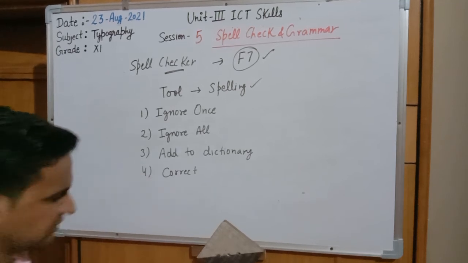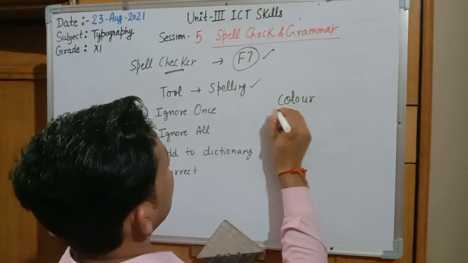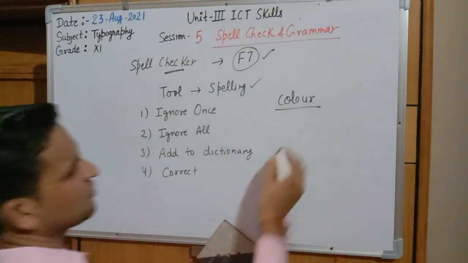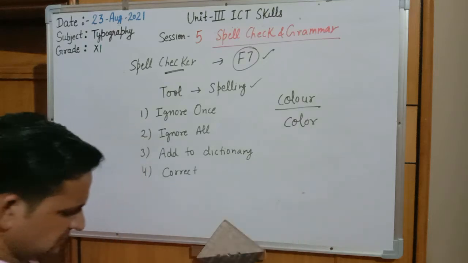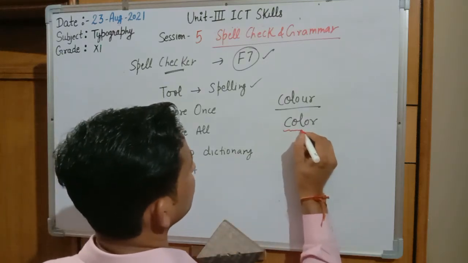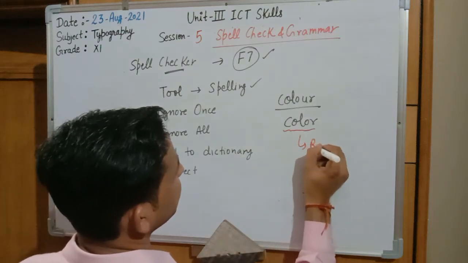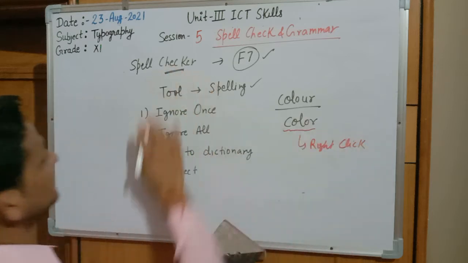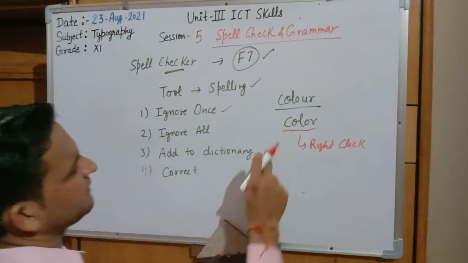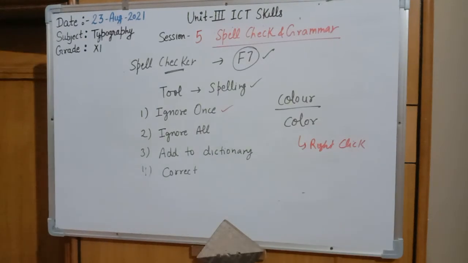Suppose I am writing the word COLOUR. As per the dictionary it is a problem, because in the dictionary it is COLOR. When that happens, at the bottom of this word, a red line will be there. Just right click there. All options will be there. Select Ignore Once. It will ignore for one time. It will remove the line for one time.